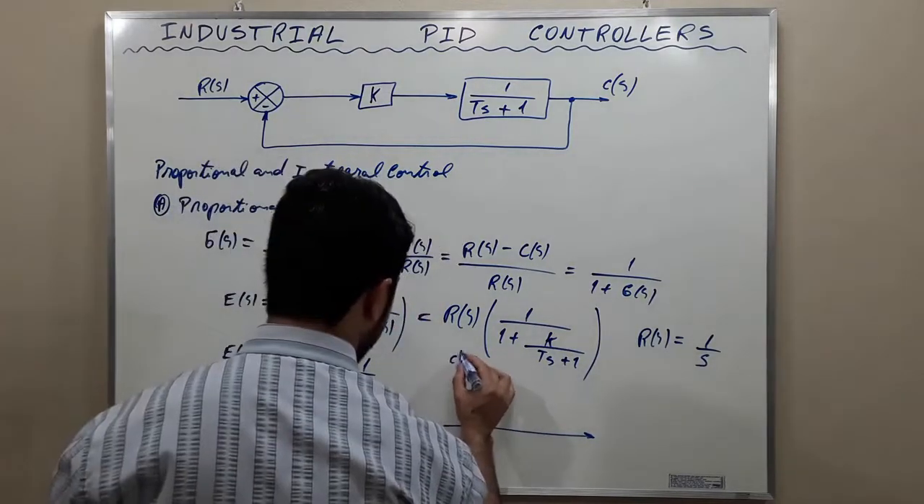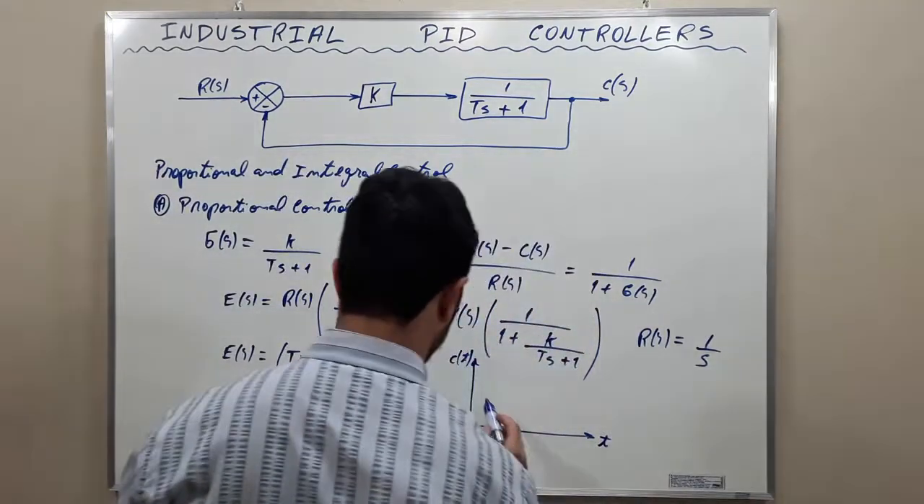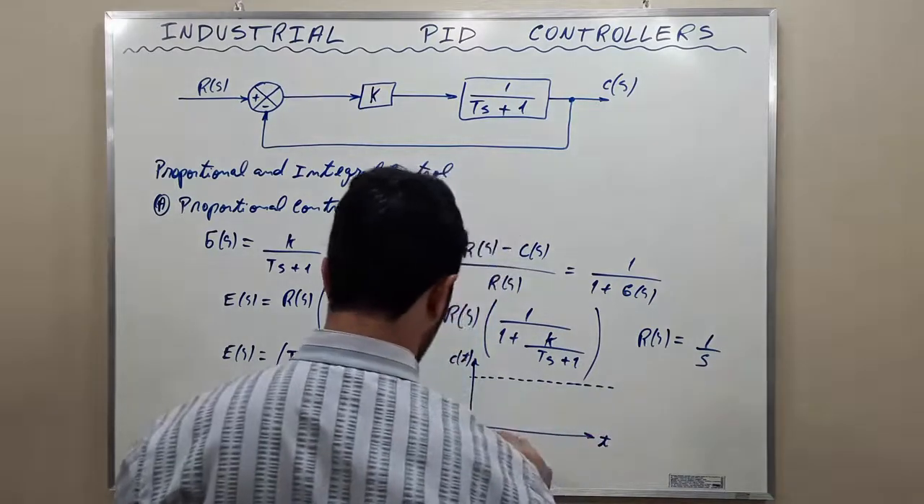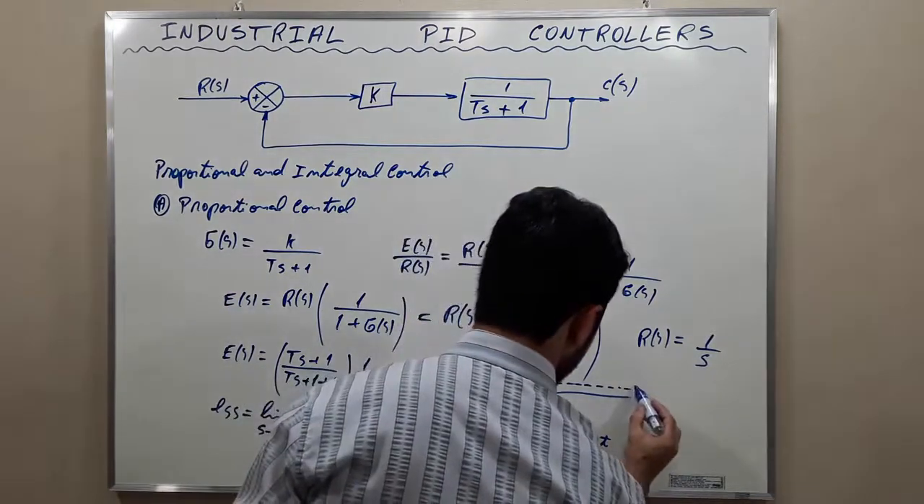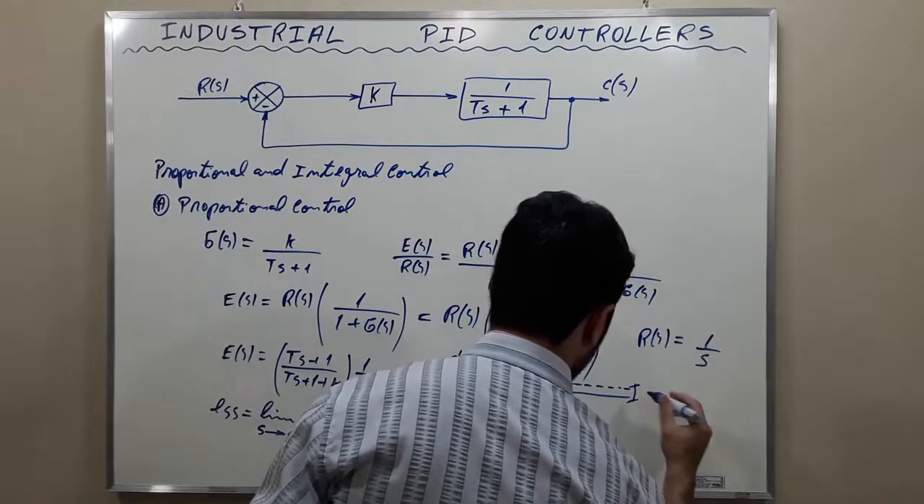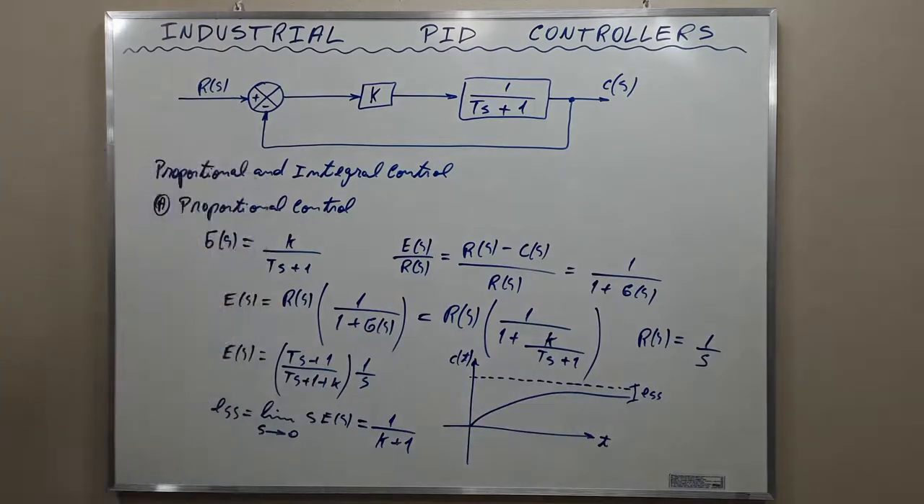Here C of t, t, and here the output. And this is the offset. This is the steady state error to a unit step input.